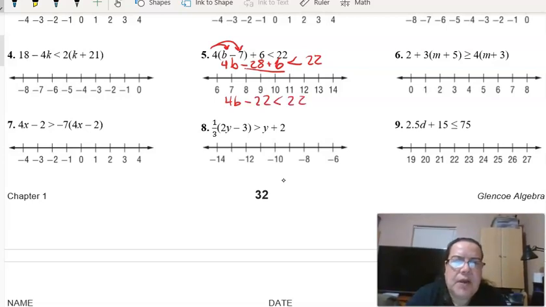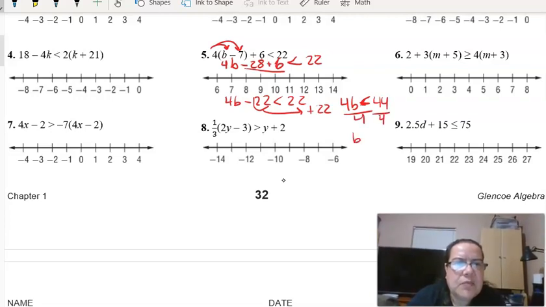And so I can move this over. You can treat the inequality like an equal. This becomes a plus 22. So then I have now 4B is less than 22 plus 22 is 44. And so I could just simply divide both sides by 4. So B is less than 11.